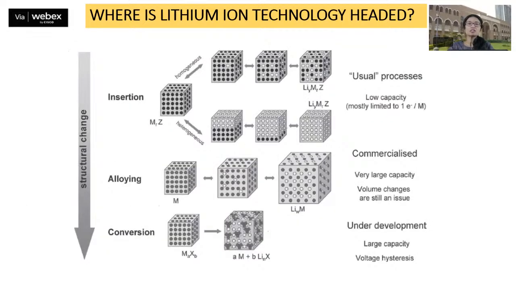The same thing I said in the last slide is shown here pictorially. Here you have the usual insertion materials, which have a low capacity, whereas you can have alloying materials also. These are commercialized and have high capacity, but volume change is still an issue for these alloying kinds of materials. And under development are the conversion-based anodes and cathodes with a large capacity, and they do have a voltage hysteresis.